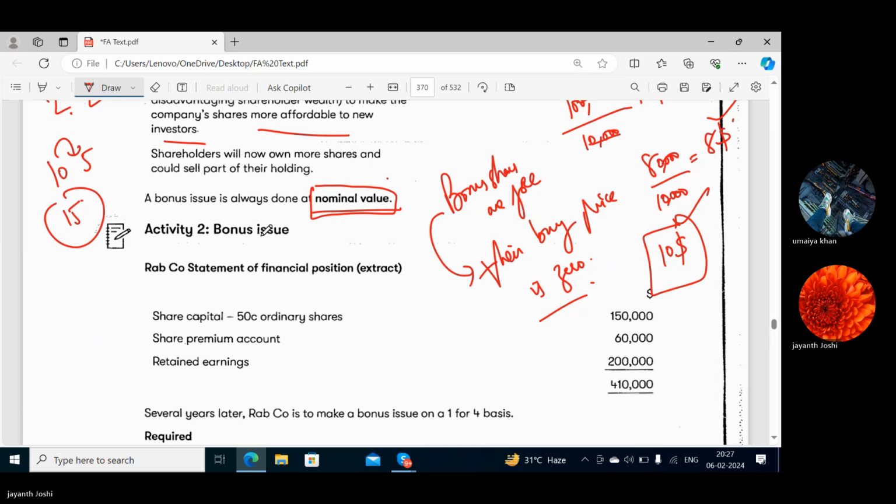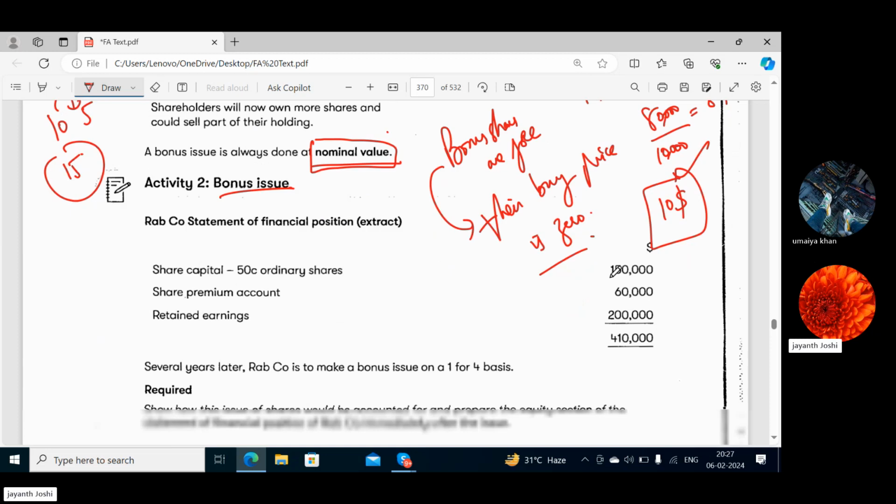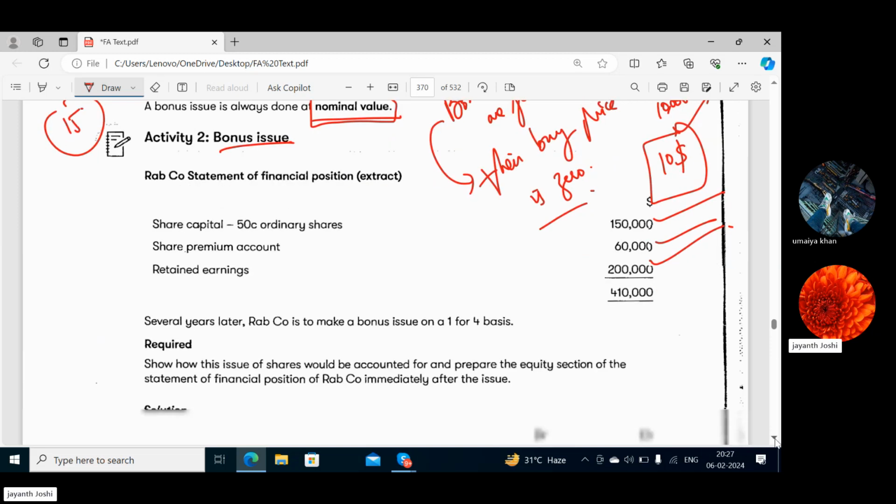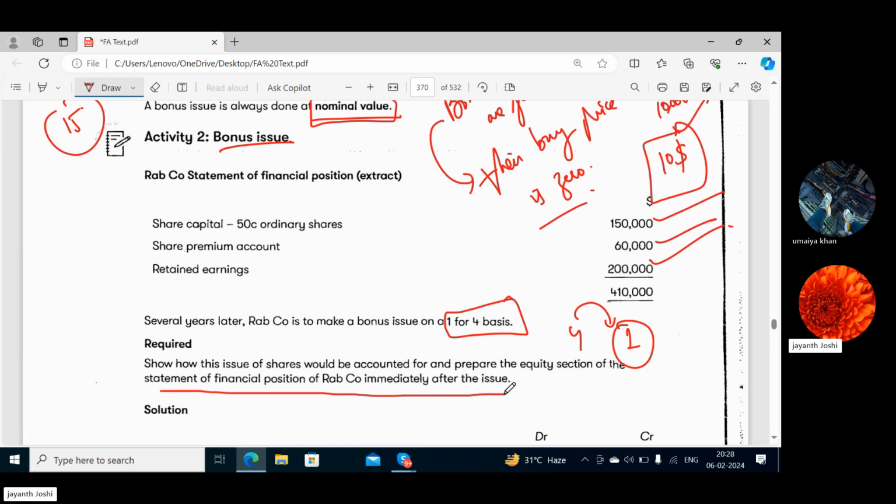Now activity 2, Wrap Company statement of financial position extract. We already know that we had 150,000 share capital, a premium account, and retained earnings of 200,000. Several years later, Wrap Company makes a bonus issue on a 1-for-4 basis. That means for every 4 shares, each shareholder will get 1 extra bonus share. So show how this issue of shares would be accounted for and prepare the equity section of the statement of financial position of Wrap Company immediately after the issue.